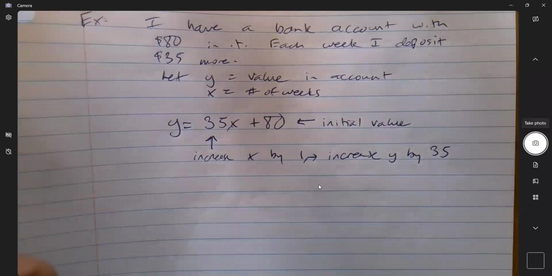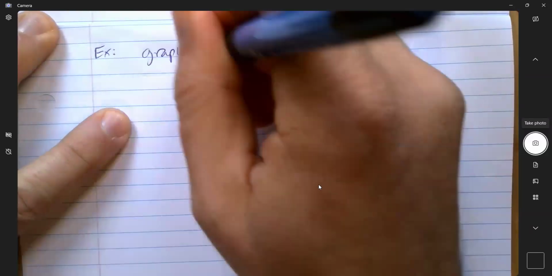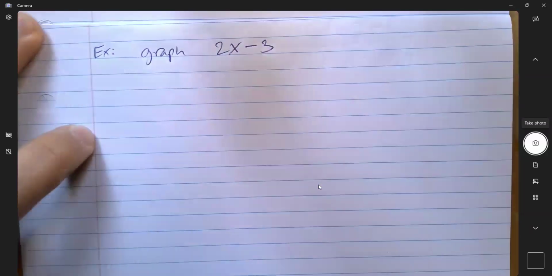So one of the things you'll work on in this chapter is graphing linear equations if you're given slope-intercept forms. So let me just show you a couple examples of that. Let's graph y equals 2x minus 3.